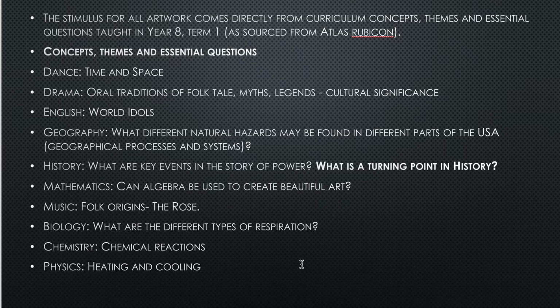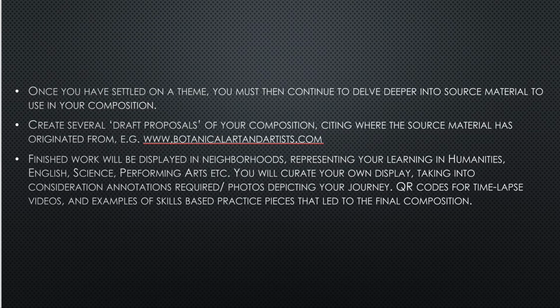You've got to decide which area you're going to focus on, and then you're going to do some research on source material. So once you have settled on a theme, you must then continue to delve deeper into source material to use in your composition. Source material just means images that you find online. So, for example, if you are going to do the link with biology and respiration, you might want to look at this website, botanicalartandartist.com, and you'll get some awesome suggestions and inspiration for plant art.